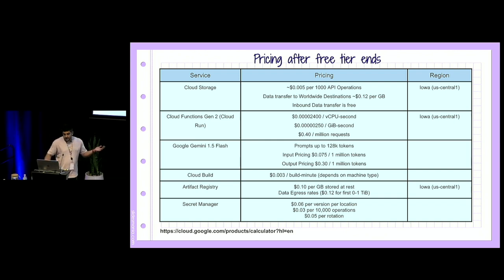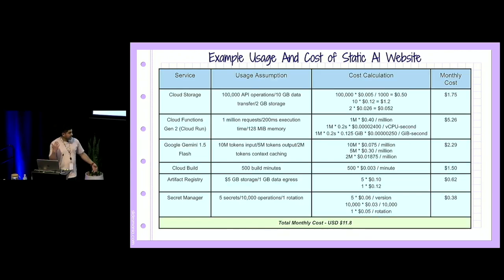Taking this example of this static AI website, I put up a sample use case, and I put up higher numbers like 100,000 API operations. I just wanted to show you a reference use case of how much it could cost if you had a static AI website like this, and if you had a lot of people visiting it, like 100,000 operations in a month, right?